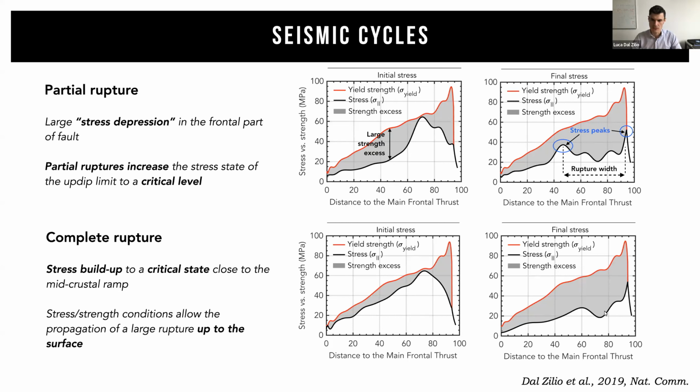And here is the distribution of stress after a complete rupture. And when this happens, we then restart with a new cycle of events. So because of that, we typically refer to this as a super cycle, because we have cycles of partial ruptures, and these partial ruptures are creating the conditions for having the large event. And then eventually this complete rupture resets the stress condition within the fault.